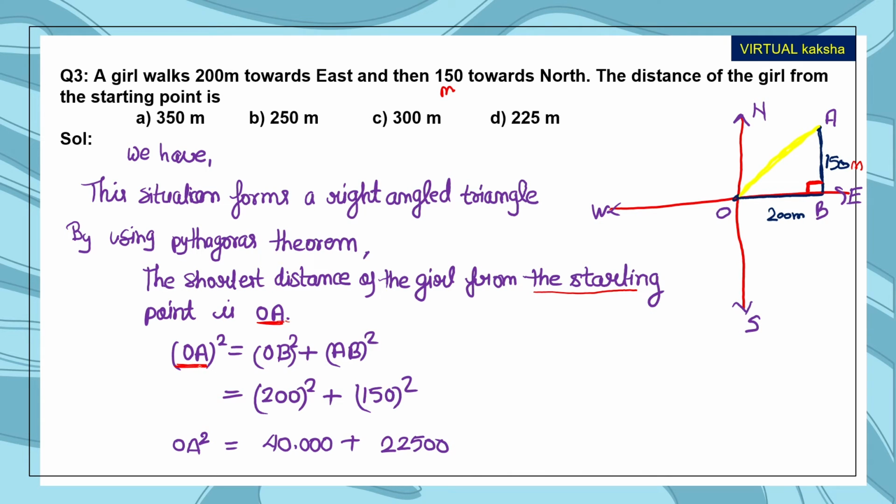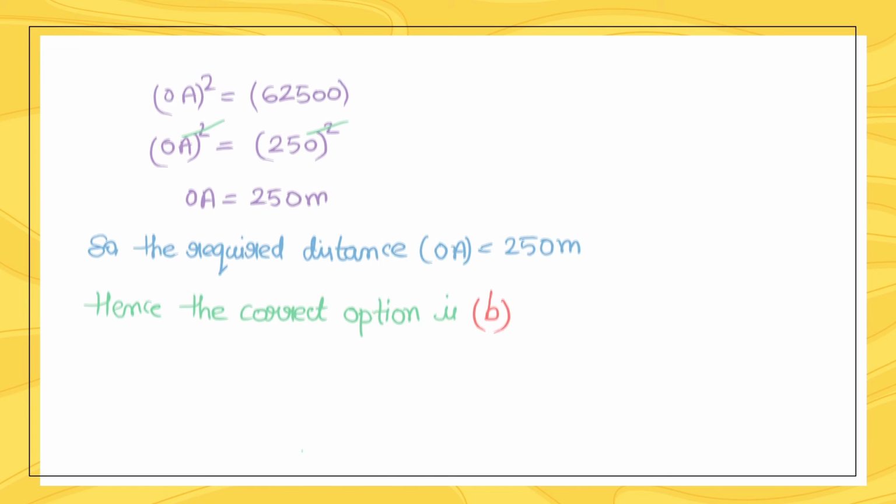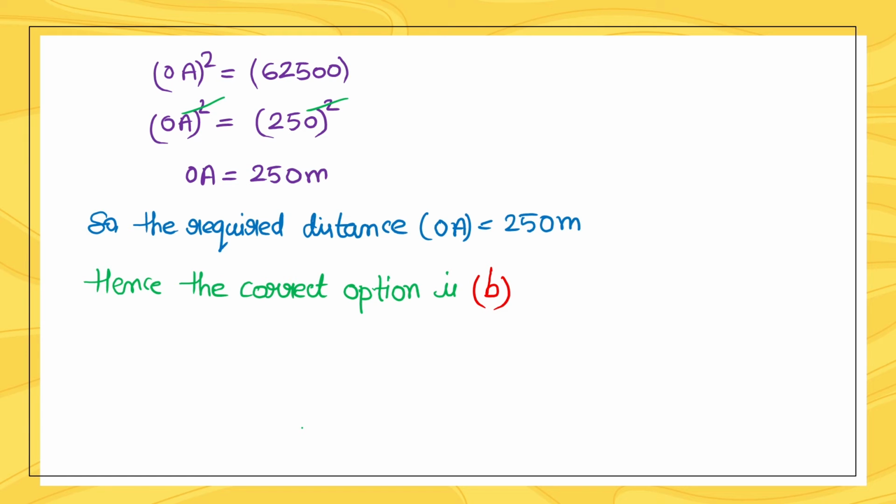OA is the hypotenuse. The square of the hypotenuse is equal to the sum of squares of the other two sides. So 200 is the distance OB and 150 is the distance covered by the girl, that is AB. So OA square is equal to 62500. So OA is 250 meters. So the required distance covered by the girl, or we can say the shortest distance from the initial point, that is OA, is 250 meters. So option B is right.